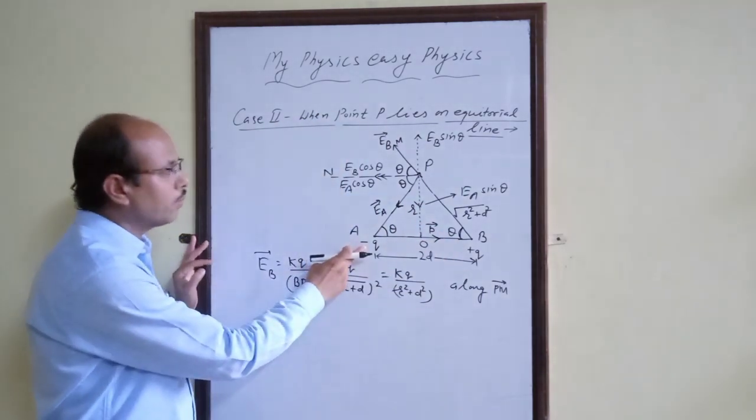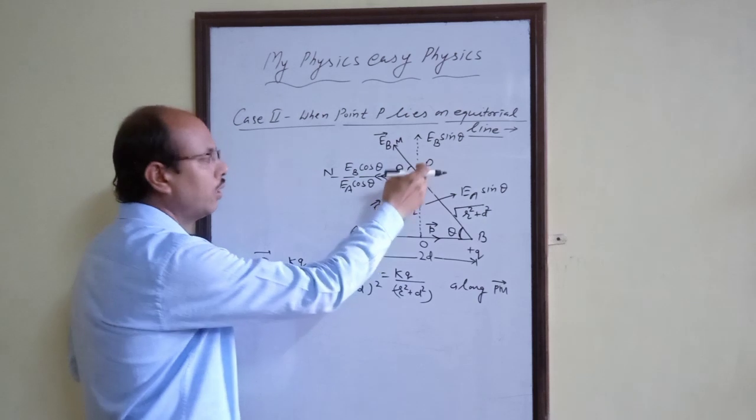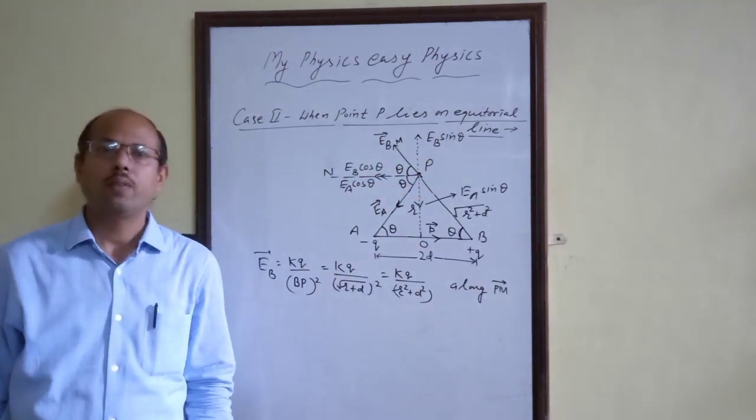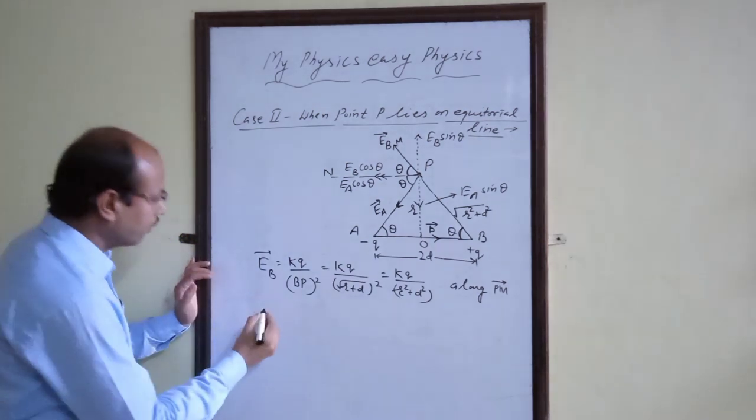Now, here the charge is minus Q. This is point P. At point P, again we have to write the expression for the electric field, and that is for EA.